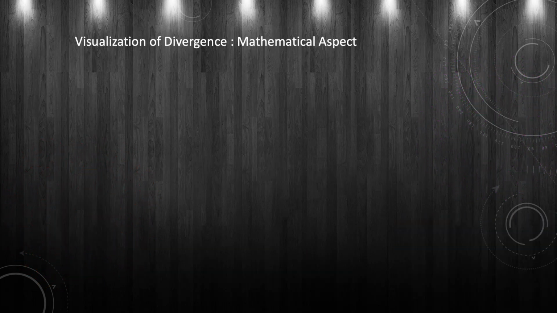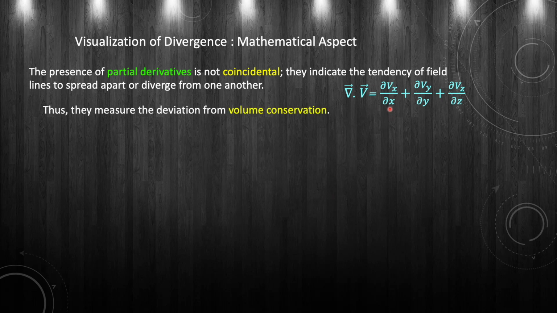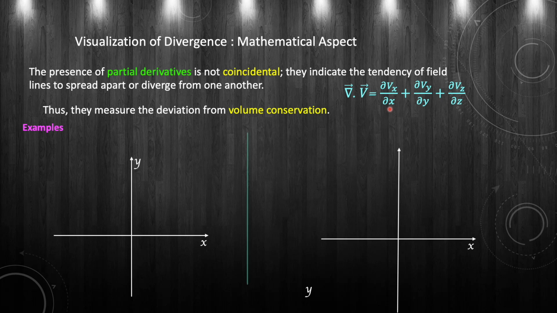It is important to note that the presence of partial derivatives is not coincidental. They indicate the tendency of field lines to diverge or move apart from one another. In other words, they measure the deviation from volume conservation. Here are two examples to clarify this concept.